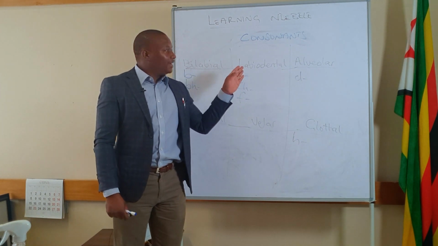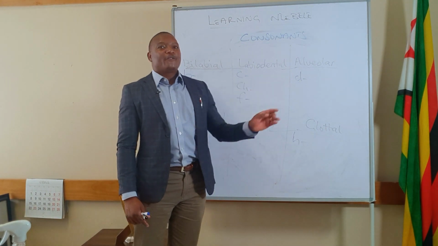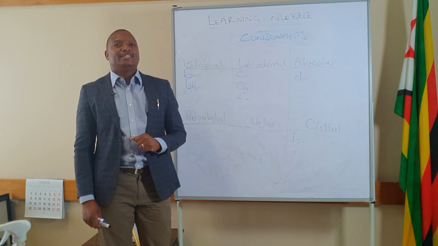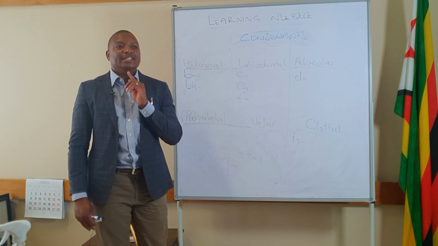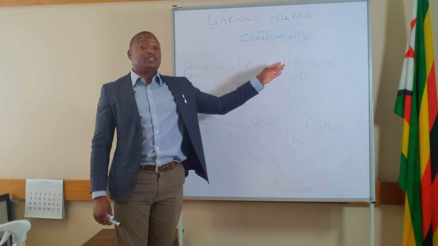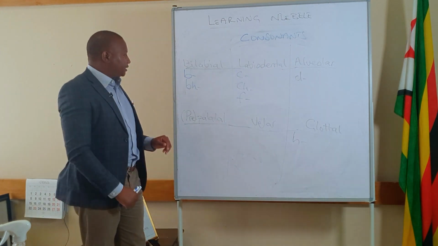That's the labiodental sounds. And then we've got the alveolar sounds. We've got what is known as the alveolar ridge just behind the upper teeth, the upper incisors. The ridge that is before that is called the alveolar ridge. There are sounds that are produced from that place, and we're going to discuss them just now.